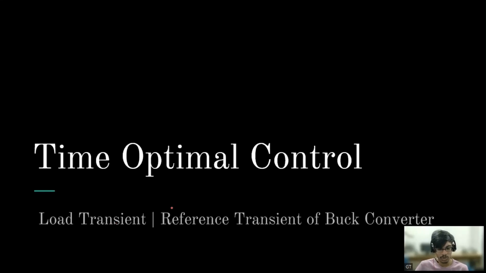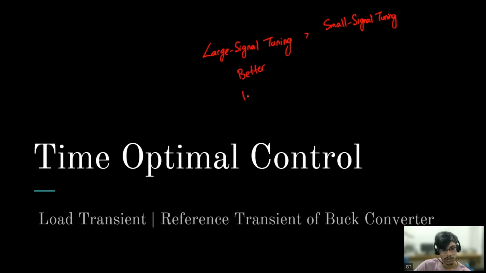Now, as today we have spent so much time on small signal tuning, I might not get much time, or any time, to discuss time optimal control. In the case of large signal tuning, we can achieve a much faster response than small signal tuning. This will have a much higher bandwidth, better transient performance. Because here there is no approximation, there is no question of model validity, because we are not approximating anything. We are considering the actual thing and then designing the controller.